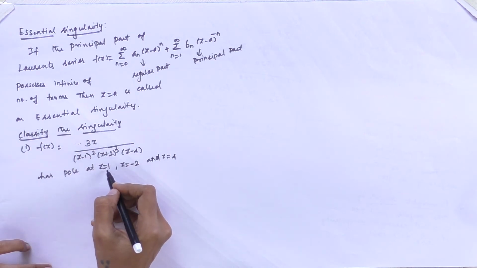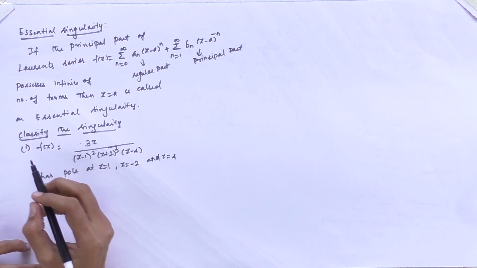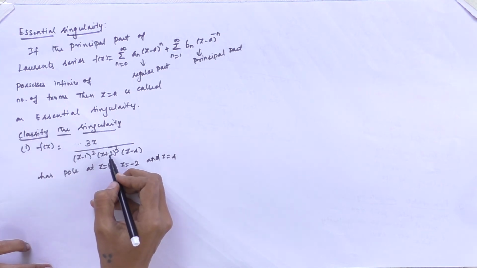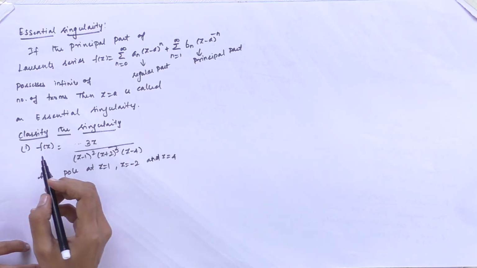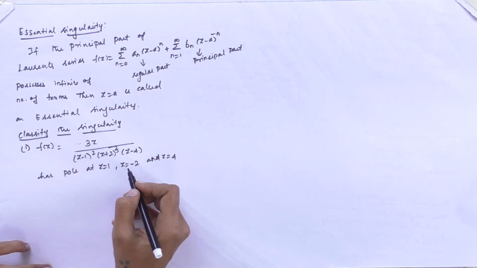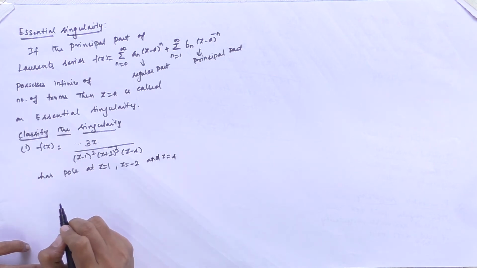Therefore, at the point z equal to 1, this function fails to be analytic. And if I put z equal to minus 2, the minus 2 and plus 2 get cancelled, giving 0, and 0 in the denominator means anything divided by 0 is infinity. Therefore, the given function f of z is not analytic at the point z equal to minus 2.